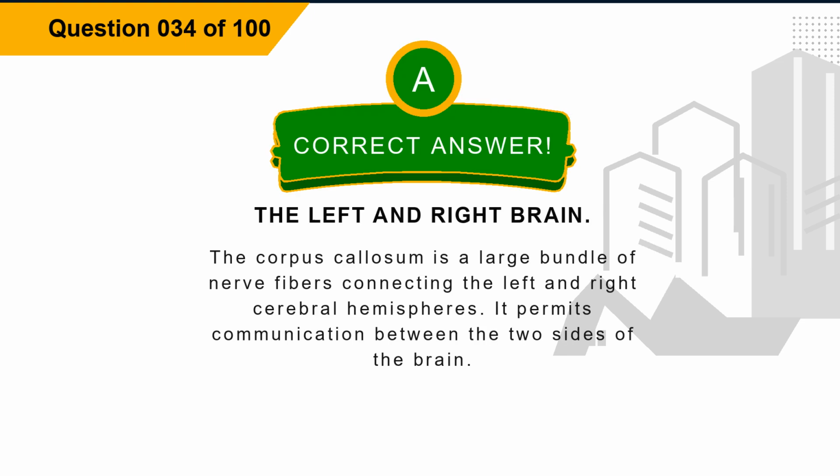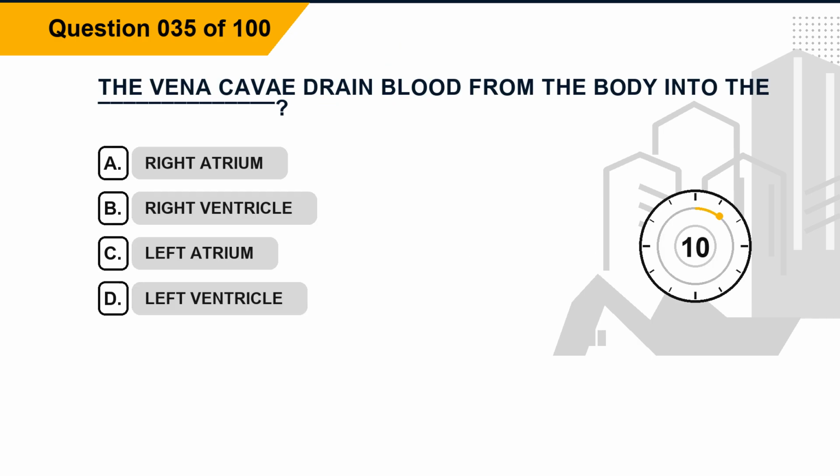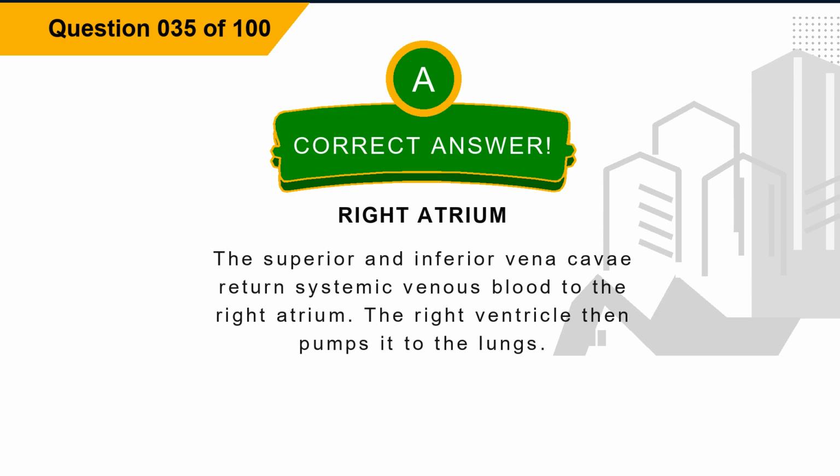The correct answer is option A, the left and right brain. Explanation: the corpus callosum is a large bundle of nerve fibers connecting the left and right cerebral hemispheres. It permits communication between the two sides of the brain. Question 35. The vena cava drain blood from the body into the blank? Option A, right atrium. Option B, right ventricle. Option C, left atrium. Option D, left ventricle. The correct answer is option A, right atrium.